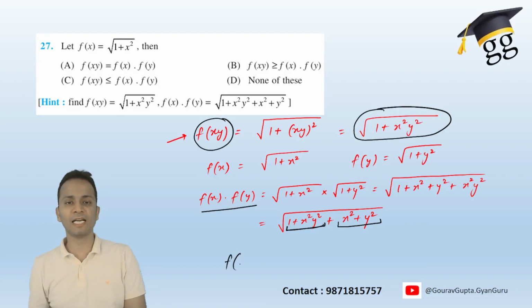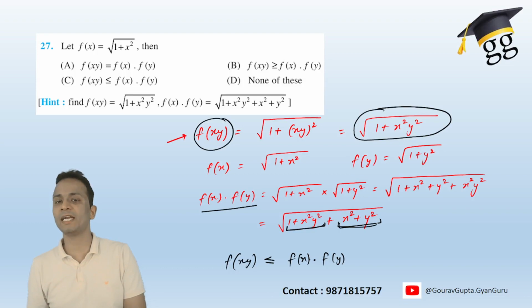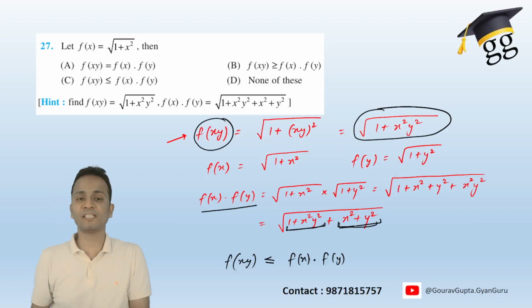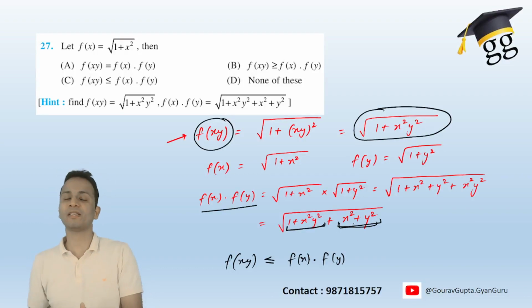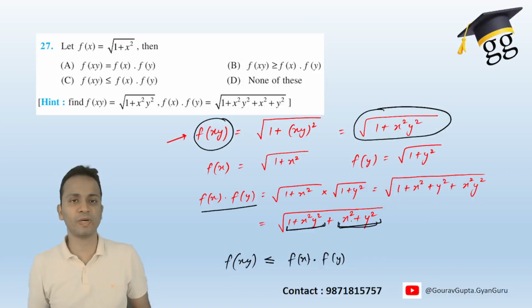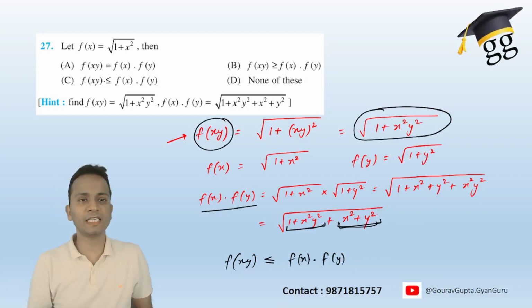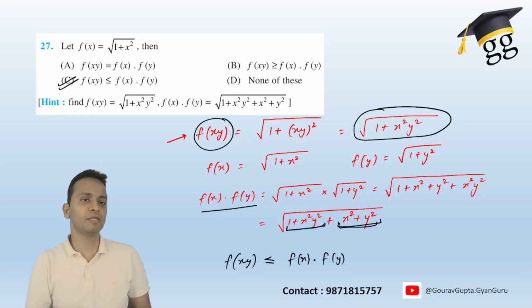So you can say that f of xy will be less than or equal to f of x multiplied by f of y, because there is something added here. So this fx into fy will be greater than or equal to f of xy. So the correct answer of this question should be option C. So that was question number 27. Let's look at question number 28.